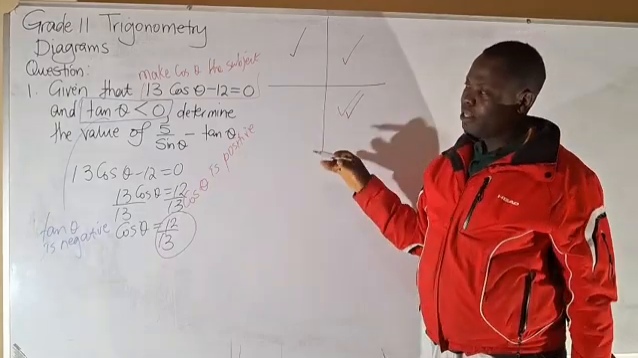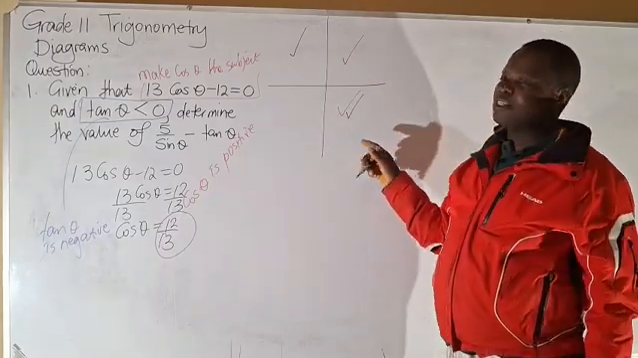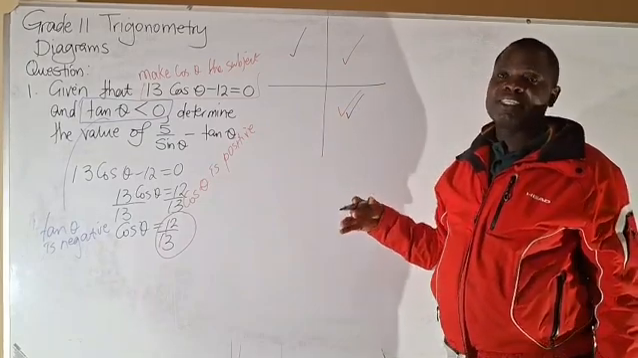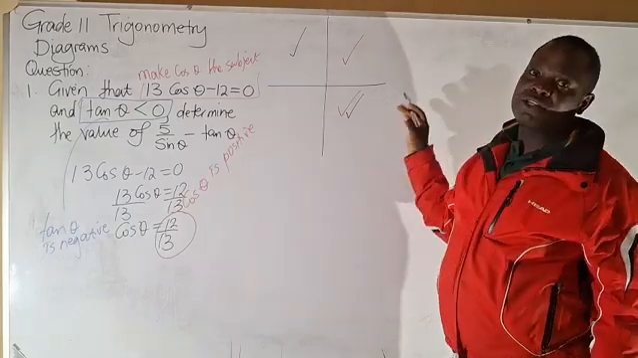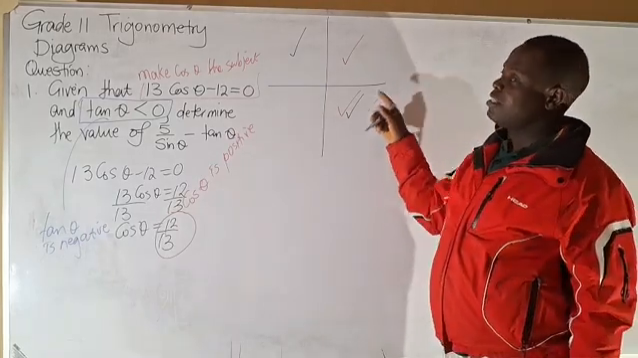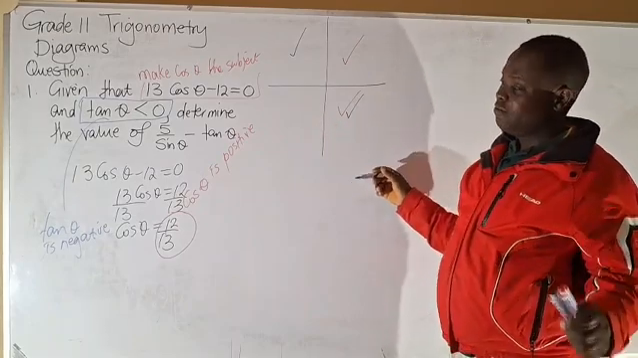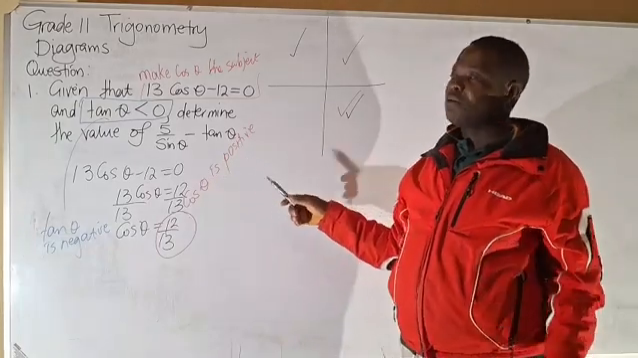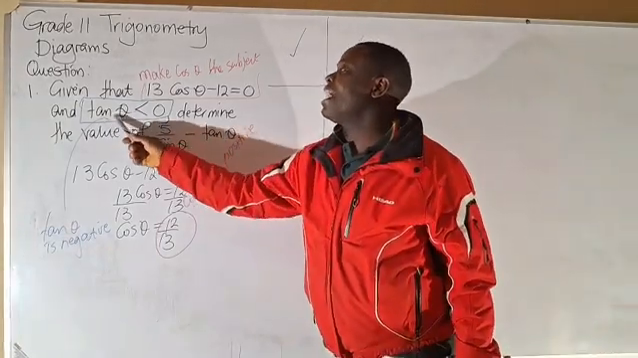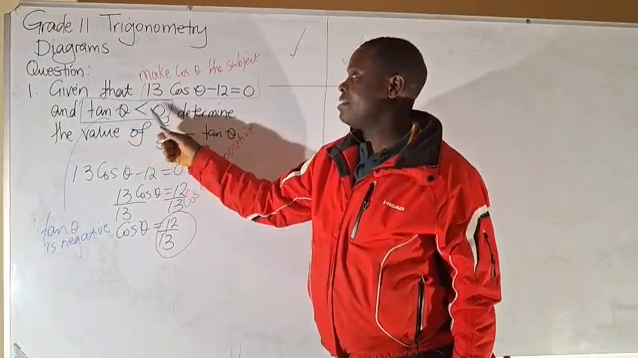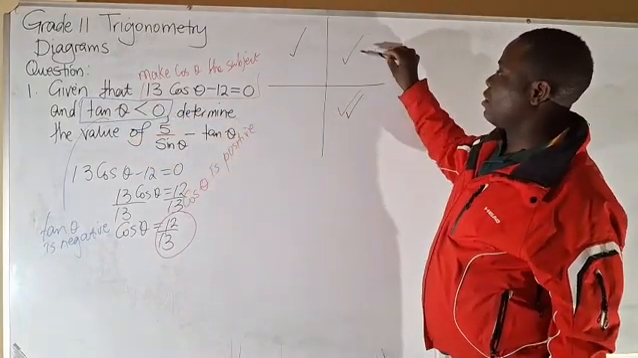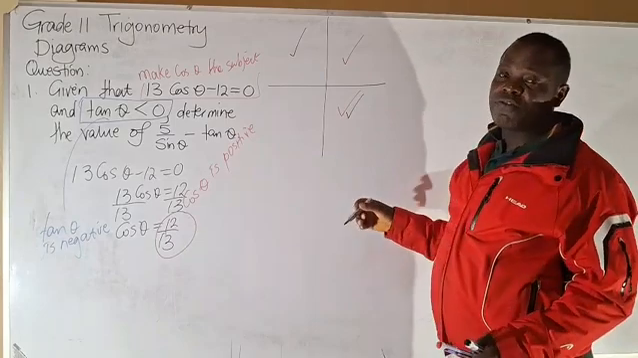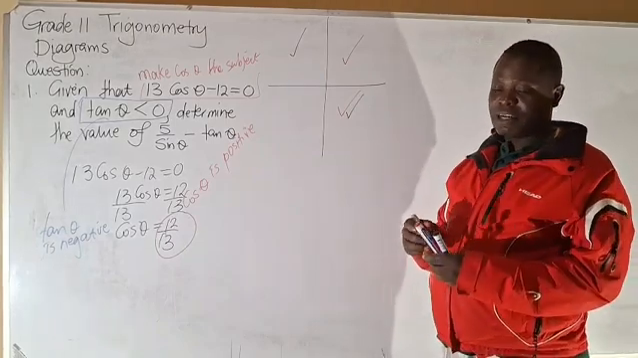Now, we can clearly see that where we have two ticks, that's where the diagram must be drawn. The diagram must be drawn in one quadrant that satisfies both conditions. The first condition, it must be a quadrant in which cos theta is positive. The second condition, it must be a quadrant in which tan theta is negative. So out of the two quadrants where cos is positive, the only quadrant where tan is negative is quadrant 4. So we draw a diagram in quadrant 4.